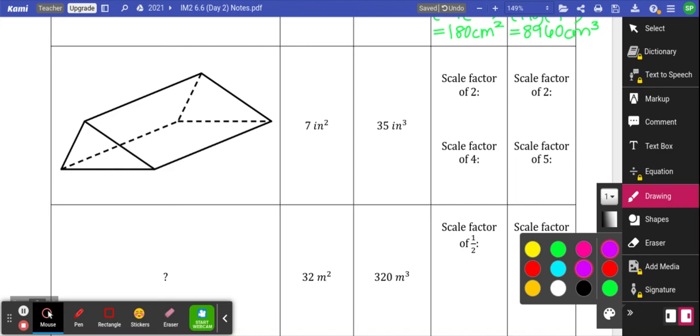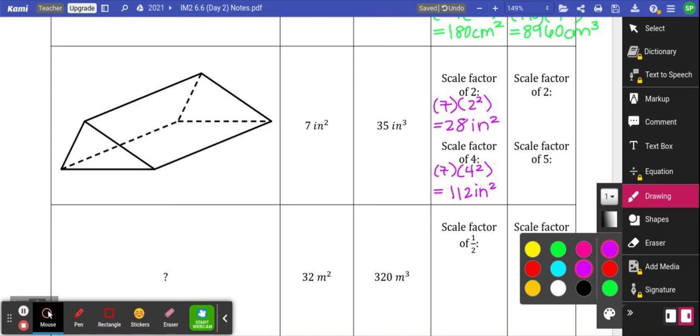All right, so for this next problem, we have a scale factor of 2. Our original area is 7. And we're increasing by a scale factor of 2, so multiplying by 2 squared, which would be 4. So this is going to give us a new surface area of 28 inches squared. Now, if it's a scale factor of 4, once again, we start with our original surface area of 7, multiply by 4 squared, which is 16, and that's going to give us 112 inches squared.